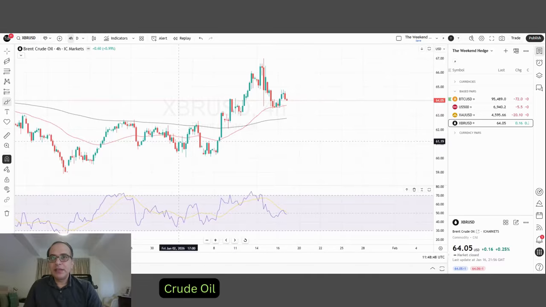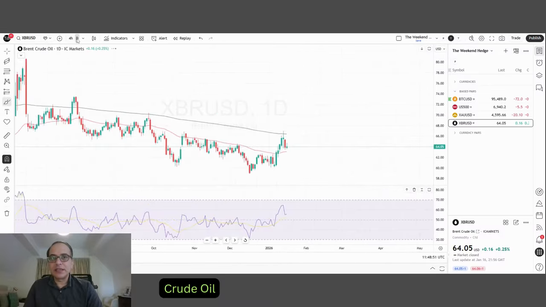Oil, it has been in this downtrend, and after some pieces of news last week, it's kind of spiked, but it has got rejected from the 200-day. So it may show a little bit of more strength here, but overall I expect the trend to continue downwards. I would not be looking at any buys here.